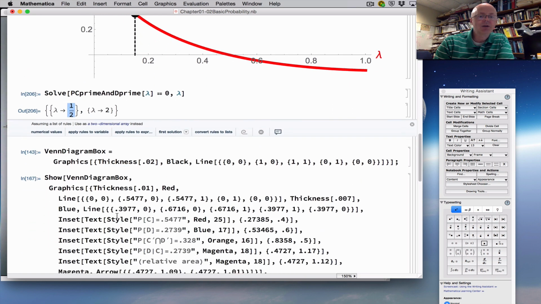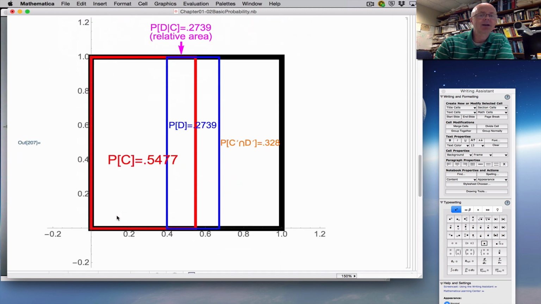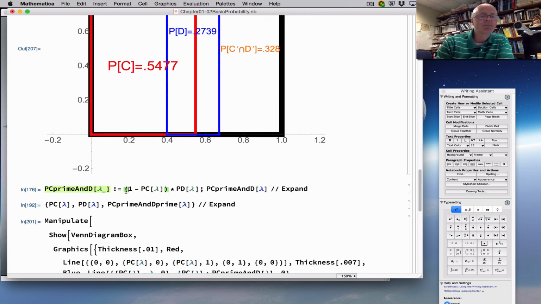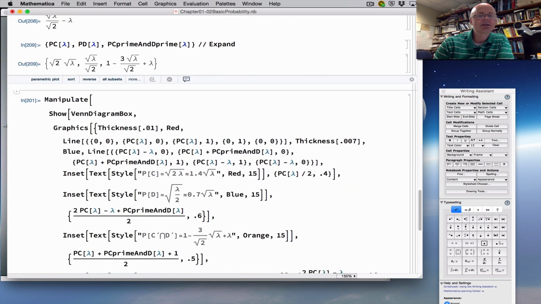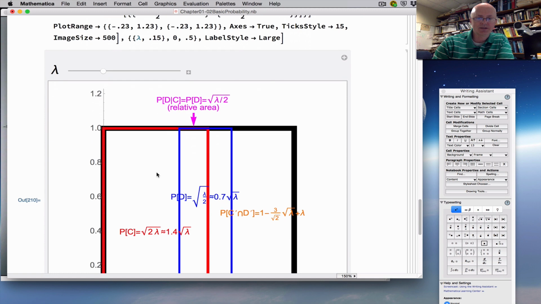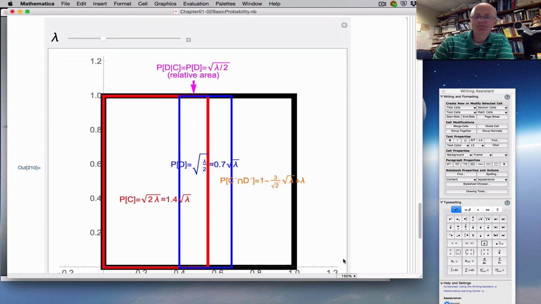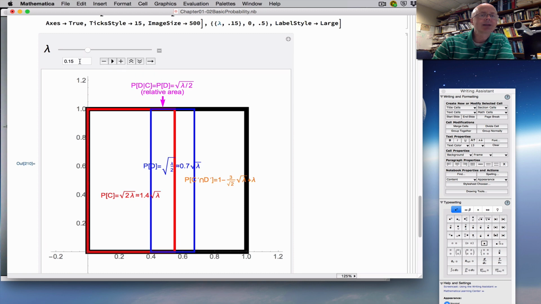And now I also want to make, here's the code for the picture, the static picture, but I also want to make an animation with Manipulate in Mathematica. And also show you some other formulas if you're interested. Here is the code that's going to make an animation of this as lambda changes. Lambda is set at 0.15 right now, but I can slide to the right, making lambda bigger, or slide to the left, making lambda smaller.